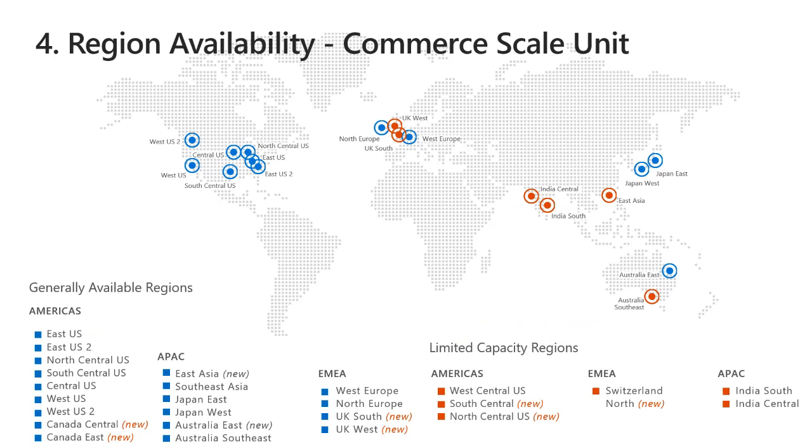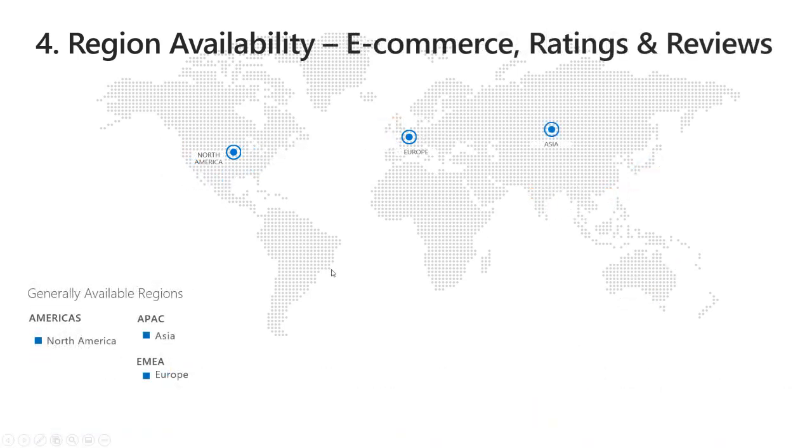For the generally available regions, we've added, in North America, Canada Central and Canada East. Canada was a region that was heavily requested by many of our large customers, so that's good news there. In Europe, we've added UK South and UK West, which was also heavily asked for. In limited capacity regions, we've added Switzerland North in Europe, and we've added South Central and North Central US in North America. Region availability for e-commerce and ratings and reviews: we have 3 discrete regions where you can deploy e-commerce and ratings and reviews. We have North America, Europe, and Asia.